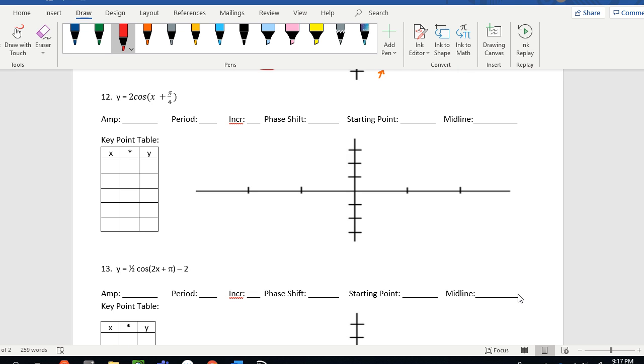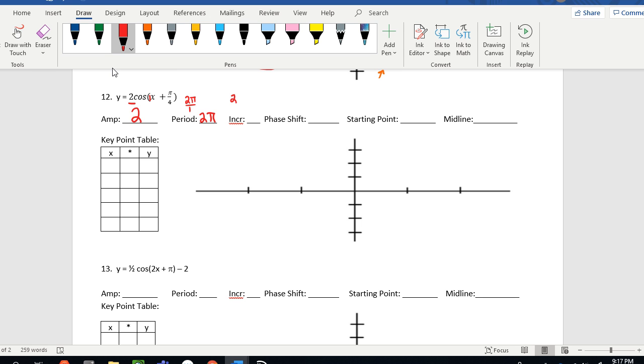Okay, so I'm going to go on with number 12 and 13, and let's go ahead. Let's find the amplitude. The amplitude is 2 right there. Period is going to be taking our b, which is 1, 2 pi over 1, which is 2 pi.